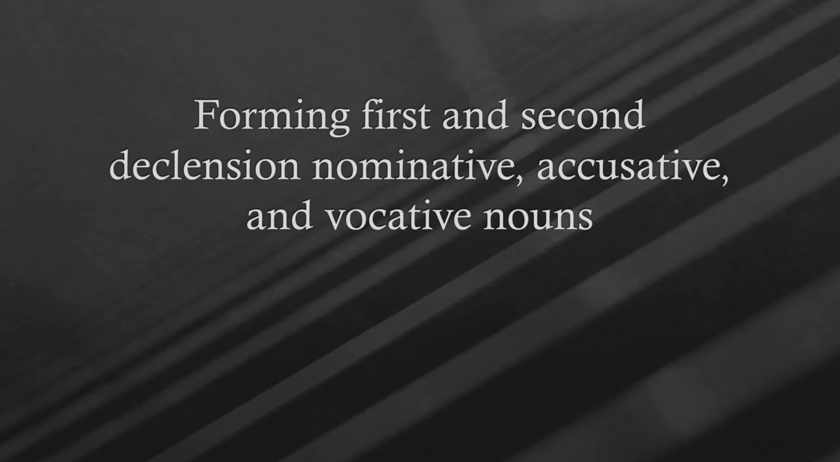Now that we have a general understanding of these 3 cases, let's learn some case endings. Just like verbs are grouped into conjugations based on their thematic vowels, nouns are organized into groups called declensions based on their thematic vowels. There are 5 declension groups in Latin. Today we will learn the nominative, accusative, and vocative case endings for the first and second declensions.